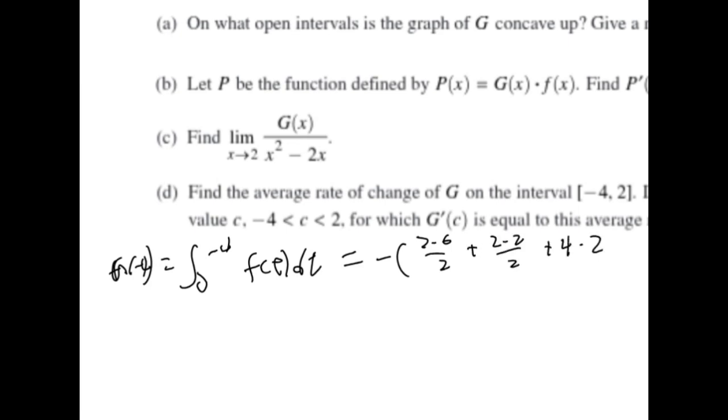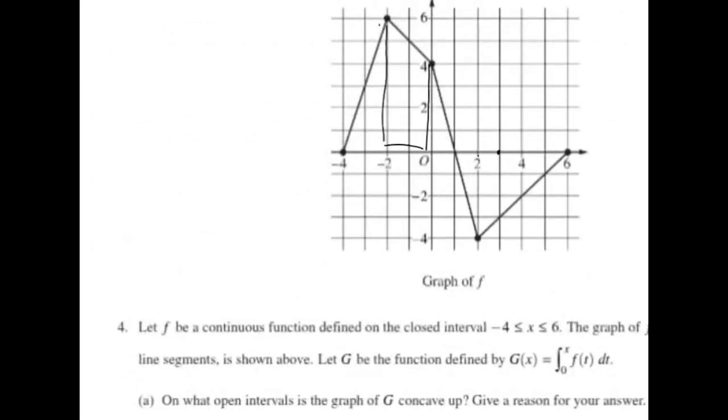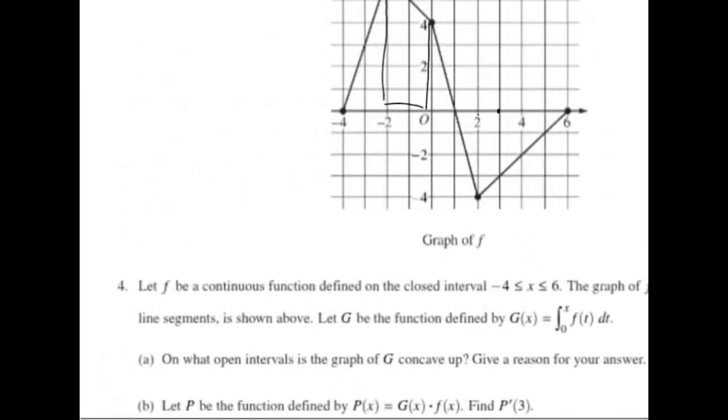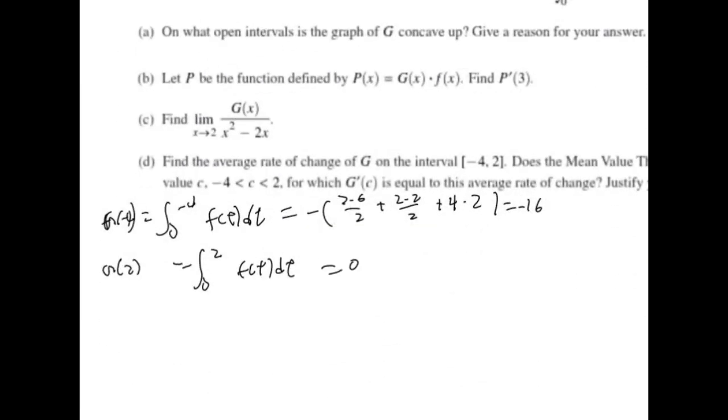negative 2 times 6 over 2 plus 2 times 2 over 2 plus 4 times 2. We get this because the area of the rectangle is 4 times 2, the area of the top is 2 times 2 over 2, and the area of this is 2 times 6 over 2, which equals negative 16. G of 2 equals the integral from 0 to 2 of f of t dt, which we calculated in C. The areas of both of these are the same, and one is negative, so it gets us 0. So when we do the average rate of change, we get negative 16 minus 0 over negative 4 minus 2, which equals negative 16 over negative 6 equals 8 over 3.